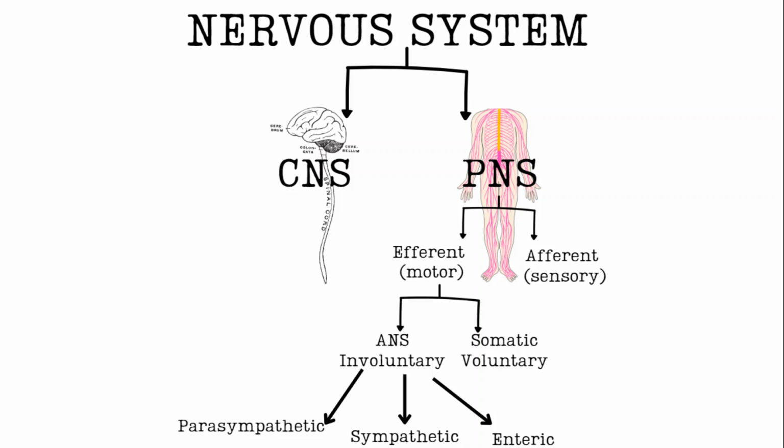The nervous system is divided into central and peripheral nervous system. The central nervous system includes the brain and spinal cord. The peripheral nervous system includes the efferent and the afferent nerves. Efferent are the motor nerves, whereas afferent are the sensory nerves. The motor nervous system is further divided into autonomic and somatic systems. The autonomic system is further divided into parasympathetic and sympathetic nervous systems.